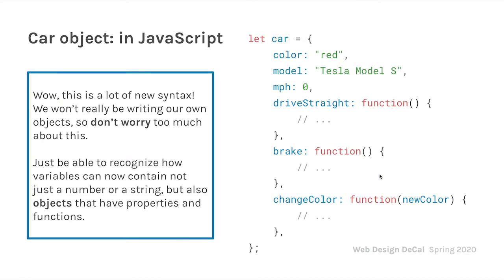And yeah, wow, this is a lot of new syntax. But don't worry, we're not really going to be writing our own objects. I just want you guys to see this and be able to recognize how these variables can not necessarily just contain a number or a string, but variables like this one, car, can also contain objects, and these objects have properties and functions.